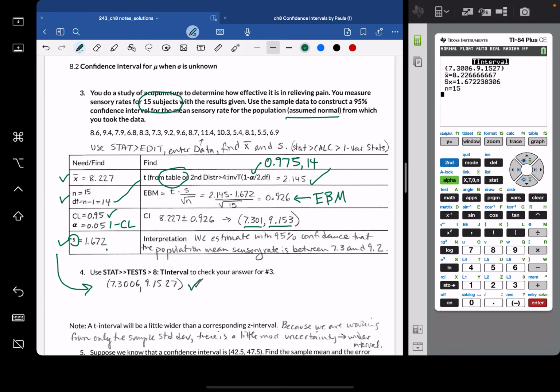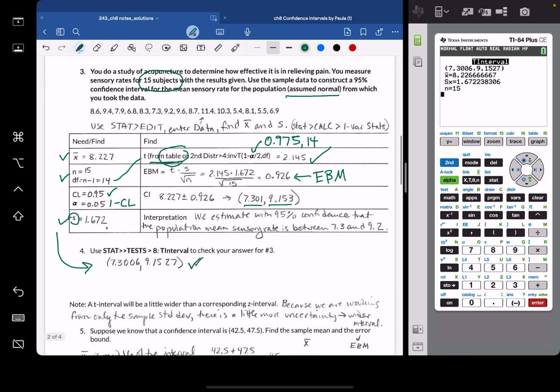So I might have you do some of these using your calculator, and I might have you do some of these by hand. I will, however, be aware that the TI-83, I'm not sure if it has t-interval in it. I'm remembering that it might not. So for those of you who have a TI-83, you're going to be needing to use the table, and I'll explain how to get a t-value from your table in the next video.